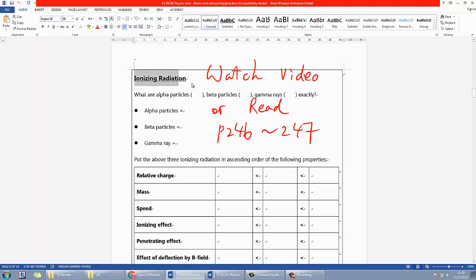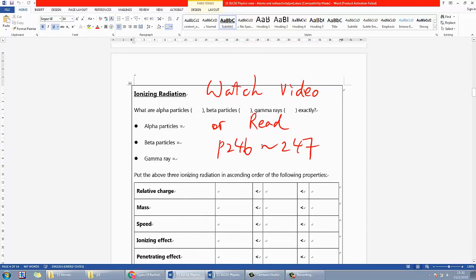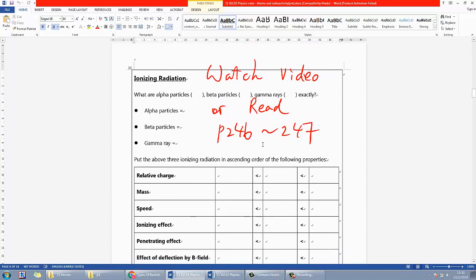Let's talk about ionizing radiation. For this page, I'll want you to do it by yourself. Once again, there are two things that I can let you do. First, you may want to read the textbook, these two pages, and I'll put two videos in the description.